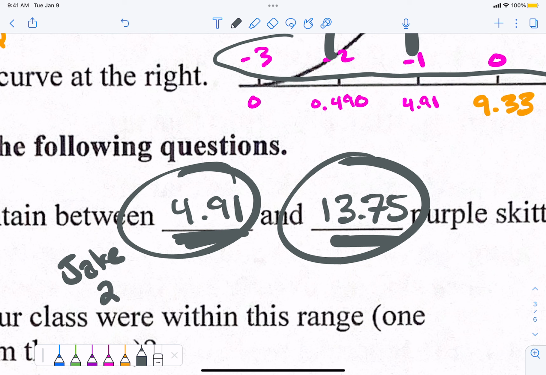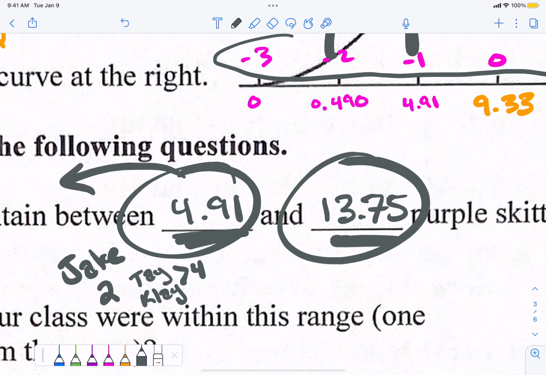Anybody else under 4.91 besides Jake? Okay. Taylor, what did you guys have? Didn't you have a 1? Tay had 2. That's me. Tay had 4 and Clayton had 4. Okay. So these guys had 4, so they are underneath of this. So there's 3 people under.